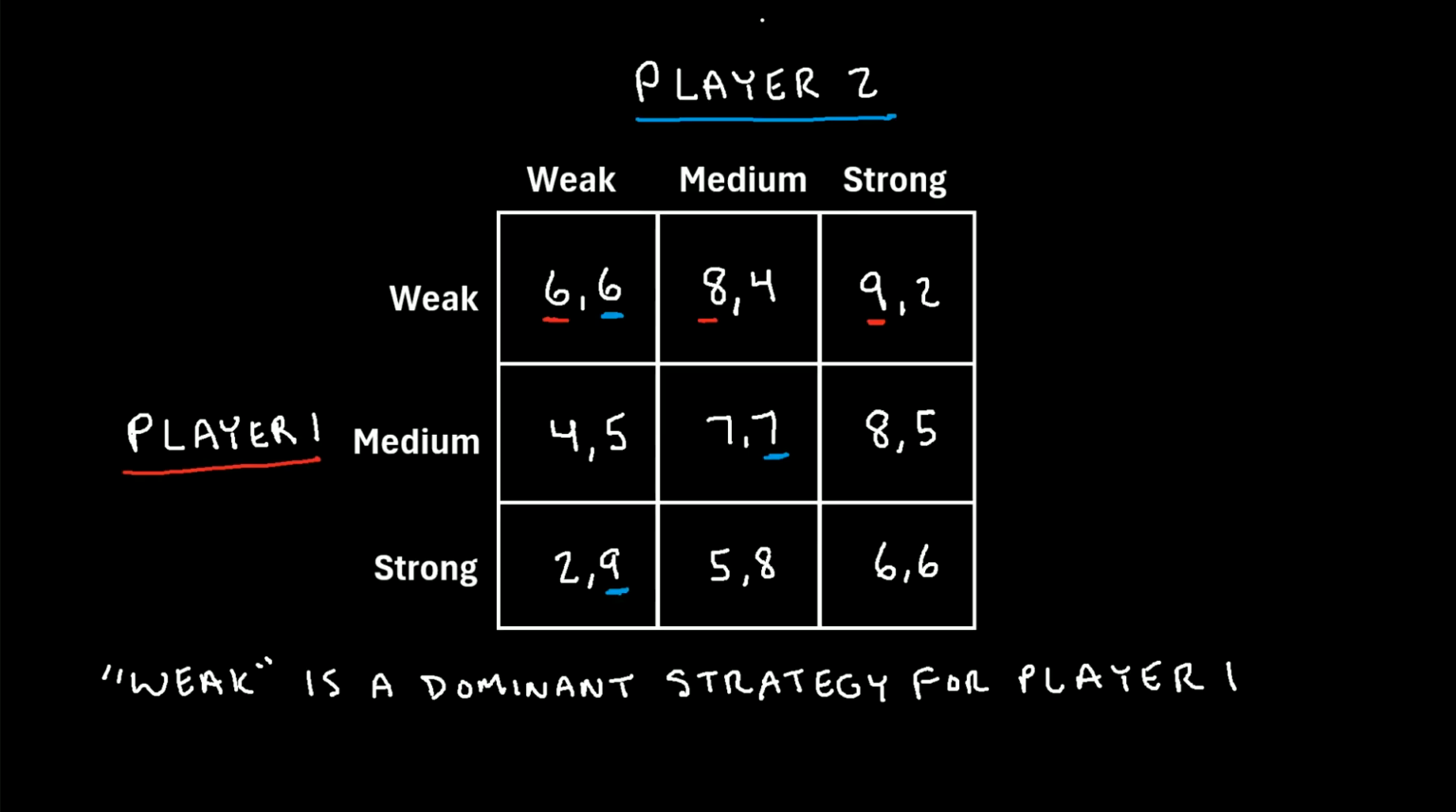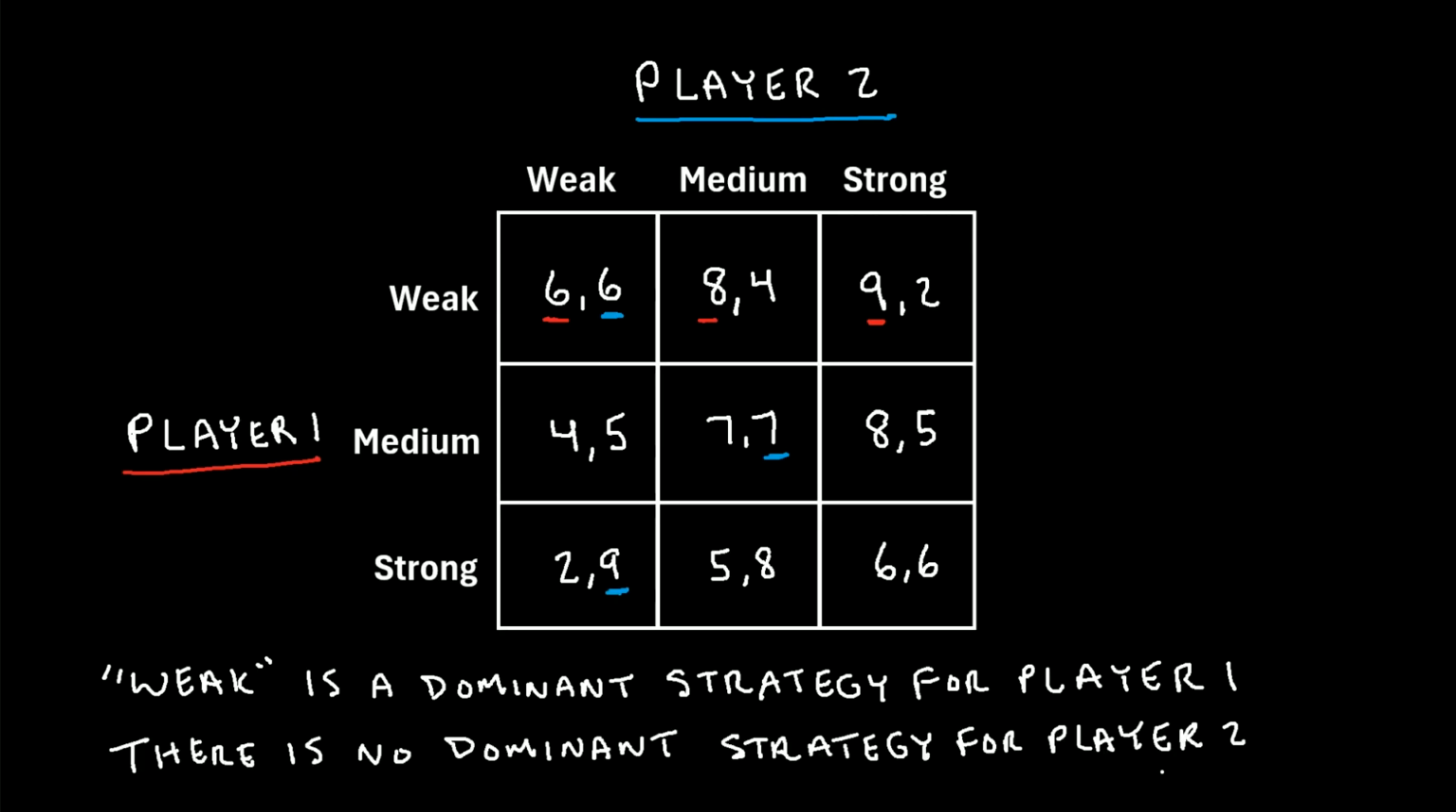And what we're going to notice for player 2 is that they do not have a dominant strategy. In other words, the strategy that gives them the best payoff is dependent on which strategy player 1 chooses. So let's note that as well. So there is no dominant strategy for player 2.